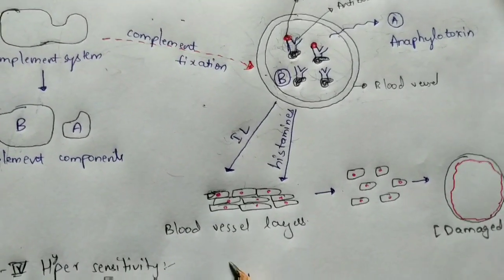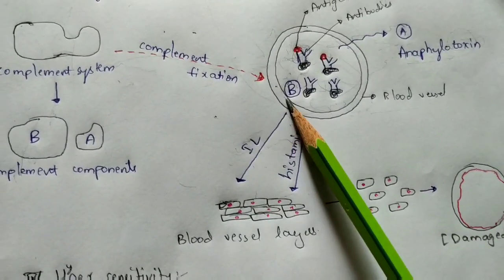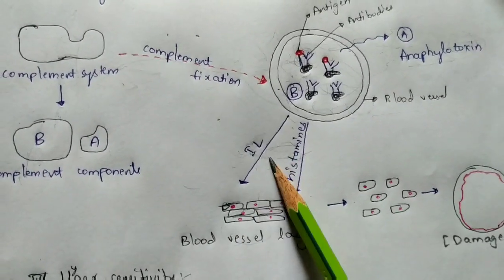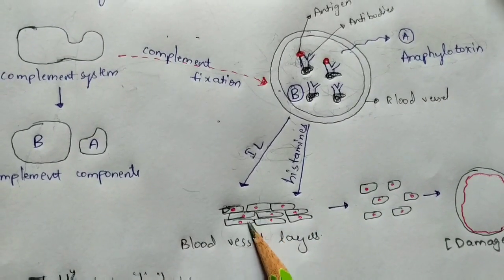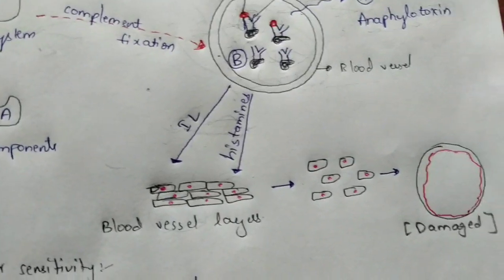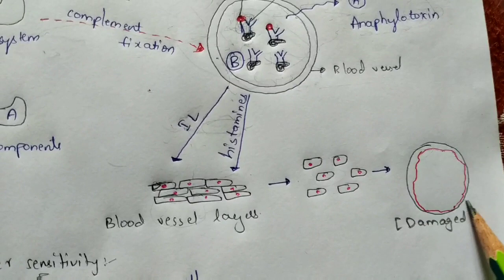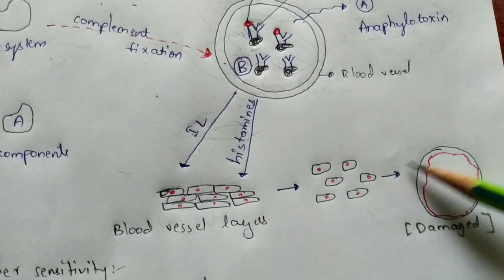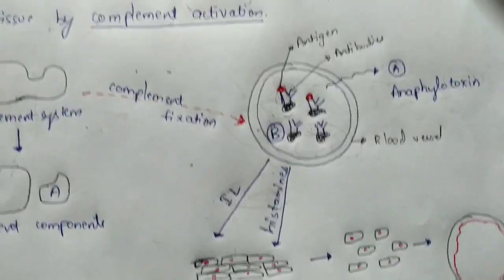Then after the release of these enzymes, or these chemical agents from the complement B, if these blood vessel layers are exposed to them, then gap junctions will be formed. That's nothing but gaps will be formed between each of the cells. Then the total layer will get damaged and become very thin. As the blood vessel becomes damaged, automatically the tissue will also get damaged. So now you can understand the definition.